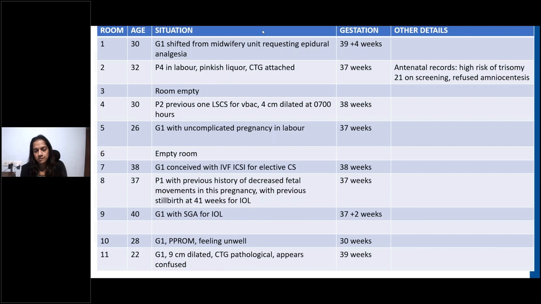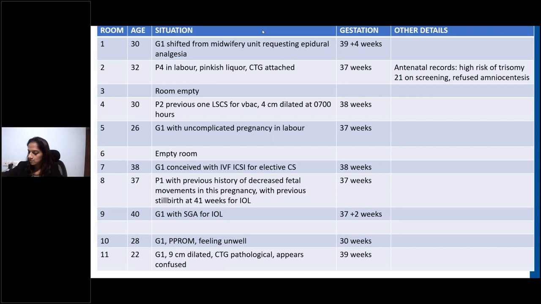So my next routine room is room number 5, gravida 1 with uncomplicated pregnancy in labor. Here, this appears to be a routine case at 37 weeks. I would like to know what her abdominal and vaginal findings are at this point in time, ma'am. Any information? Room number 5? No. Okay. So here I'll be sending my midwife to monitor the woman and inform me if need be.